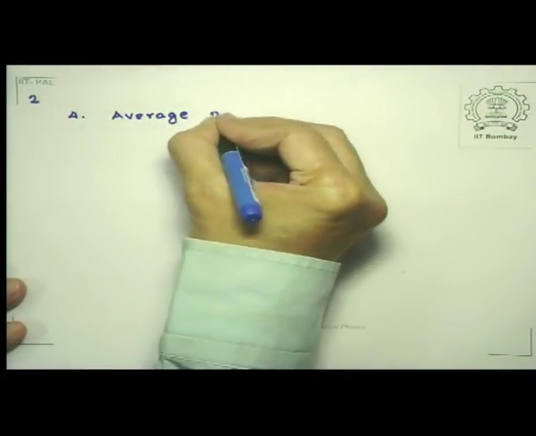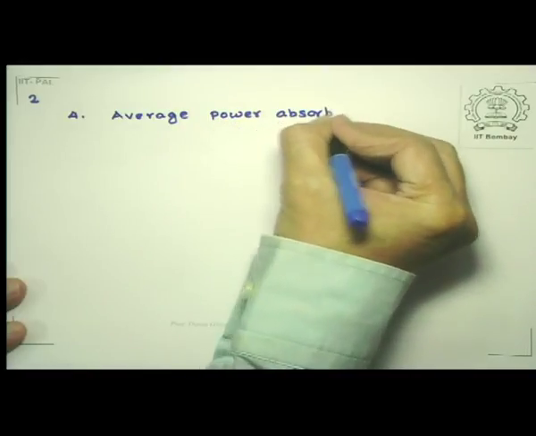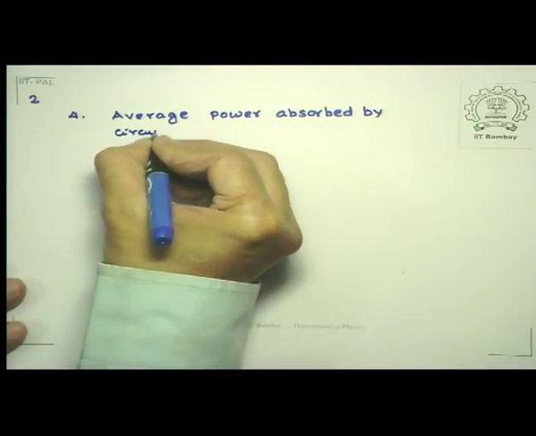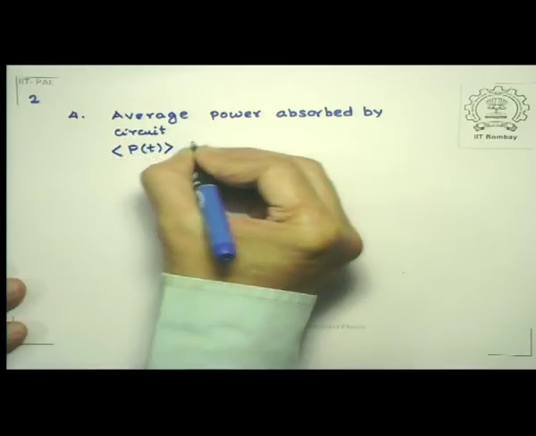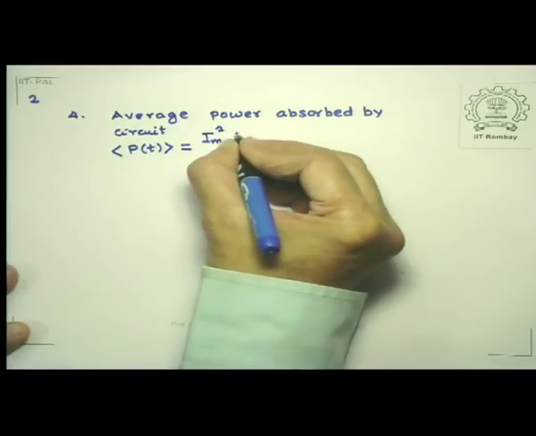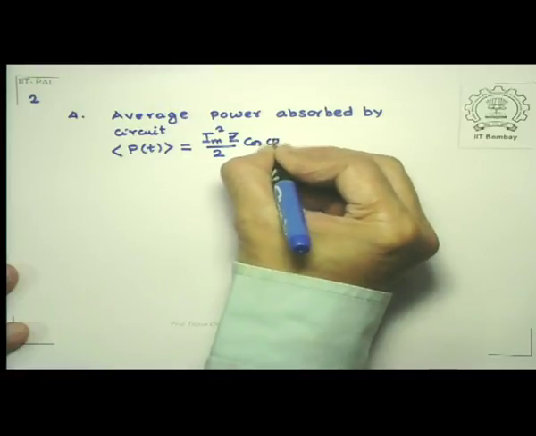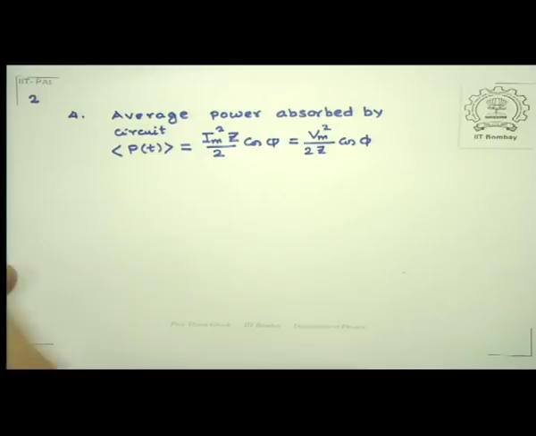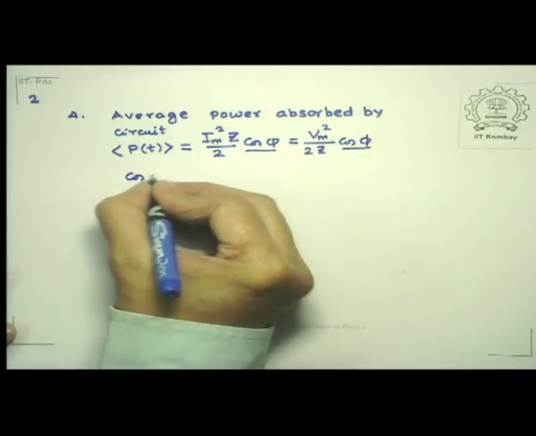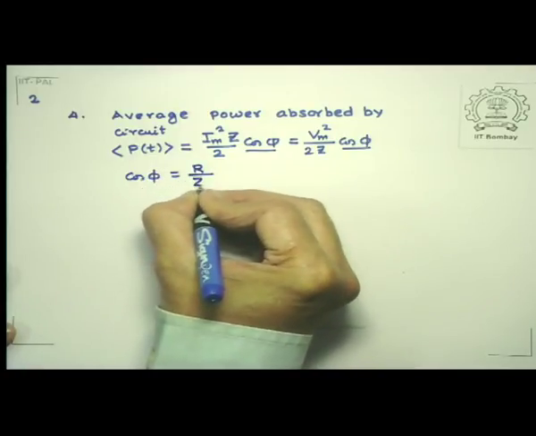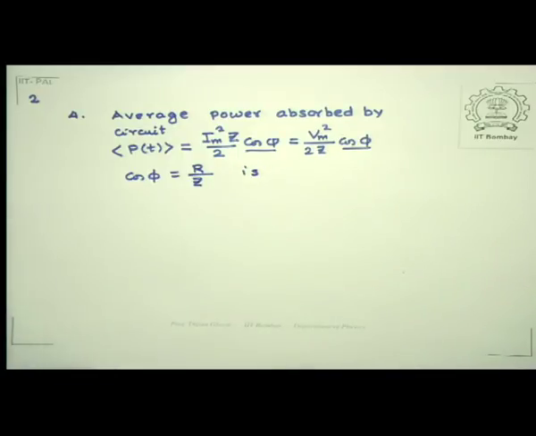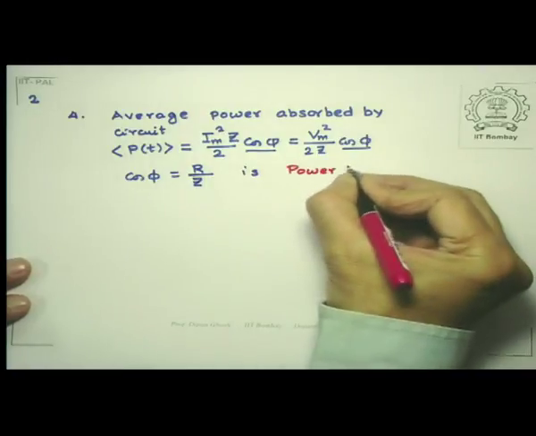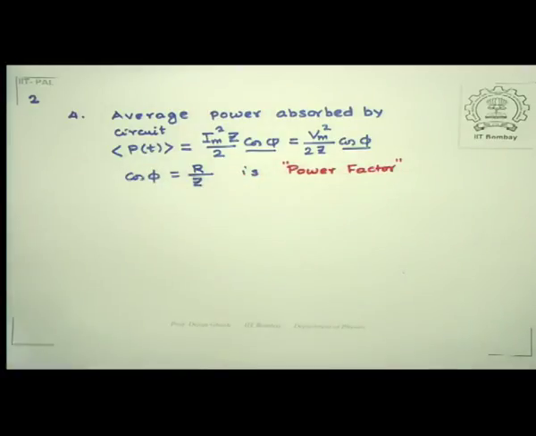We then showed that the average power absorbed by the circuit, which is denoted by P of t, is given by Im square Z over 2 times cosine of phi, which can be alternately written as Vm square over 2Z cosine of phi. This factor, the multiplying factor, cosine of phi, which we had seen is given by R over the impedance Z, this is defined as the power factor. Power factor of the circuit.